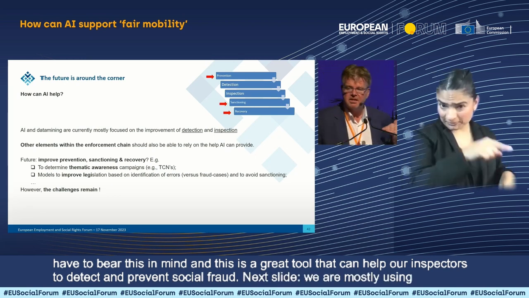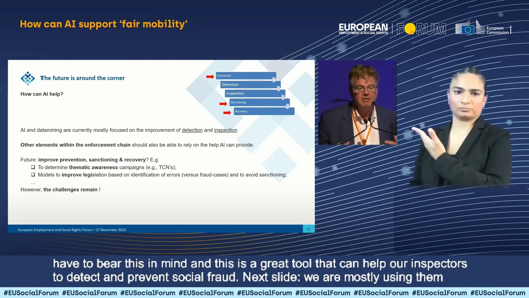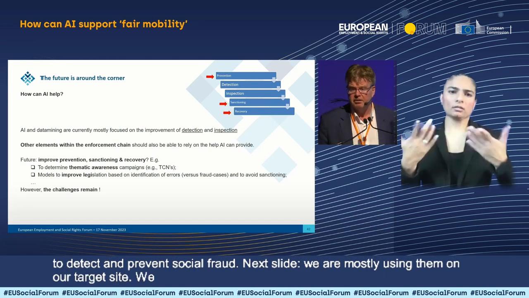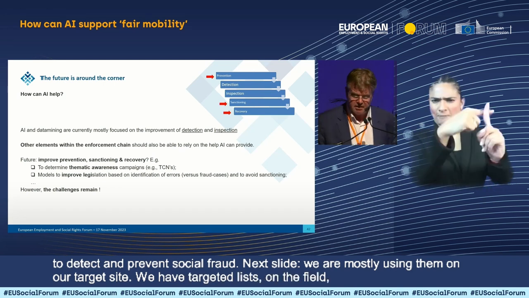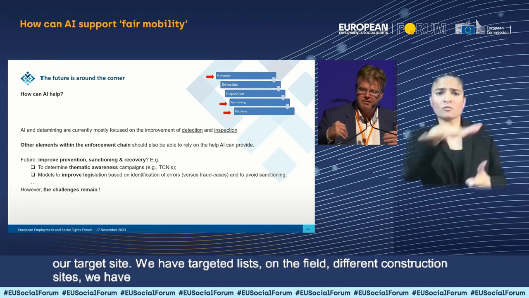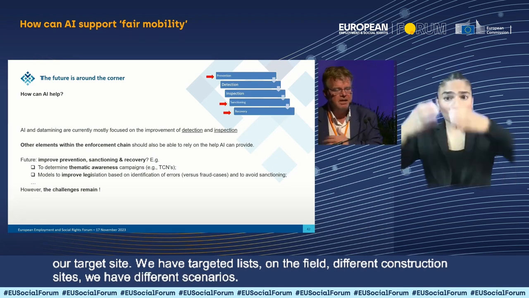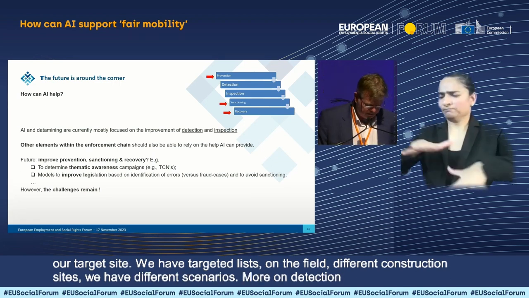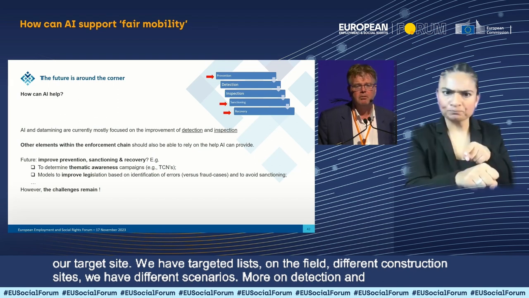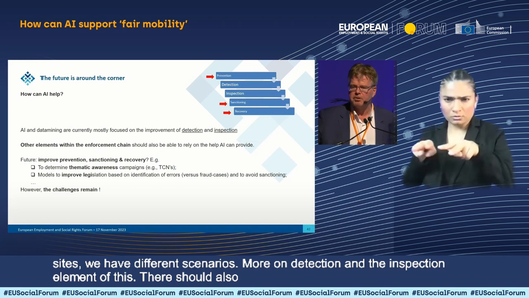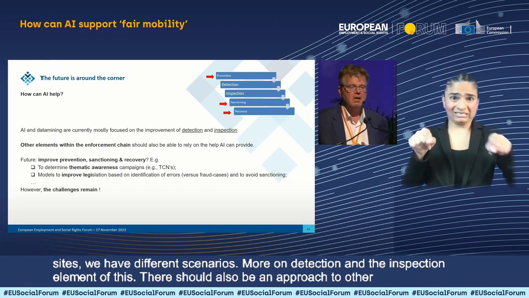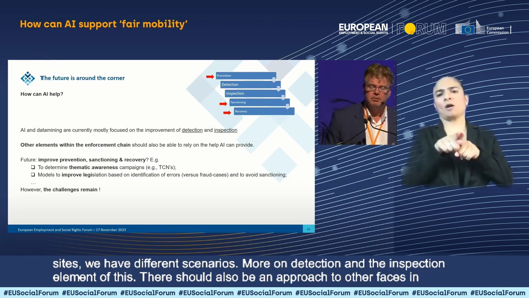We have targeted lists to inspect different construction sites in the field. We have a lot of phenomena and scenarios. I will not go into detail, but more into the detection and inspection elements in this phase. But there should also be an approach to other phases in the enforcement chain. Why not use this to prevent social fraud more?